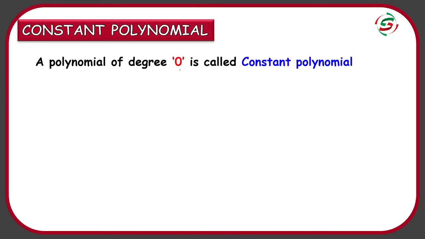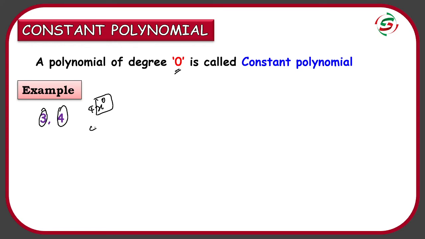Now quickly we can move to the next concept, that is constant polynomial. The constant polynomial means degree is 0. So you can write 3 and 4. 3 is a constant polynomial, 4 is a constant polynomial. Because if you write 4x to the power of 0, x to the power of 0 is 1, 4 into 1 will be 4. So here the degree is 0. That's why a polynomial of degree 0 is called a constant polynomial. Clear?